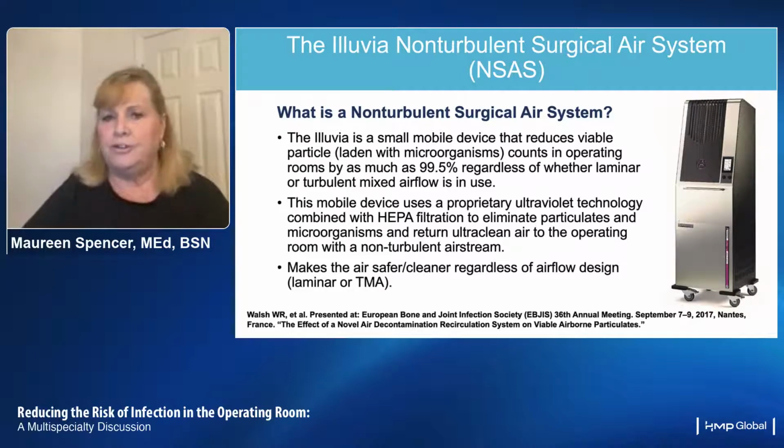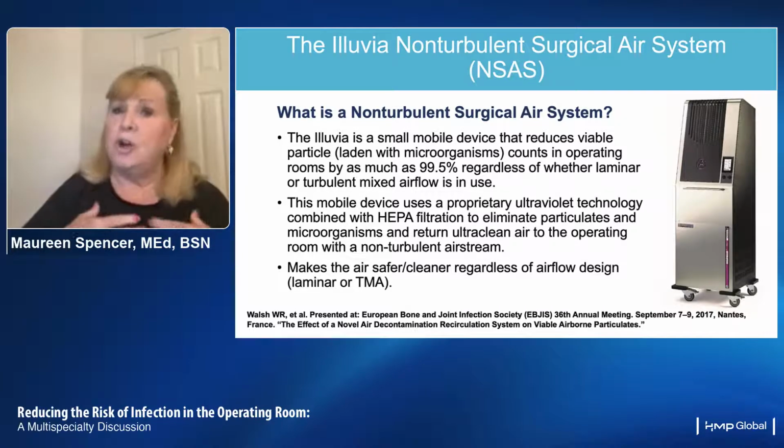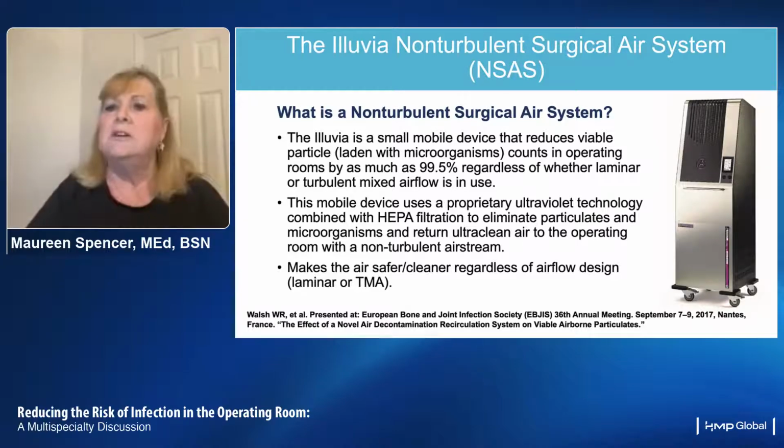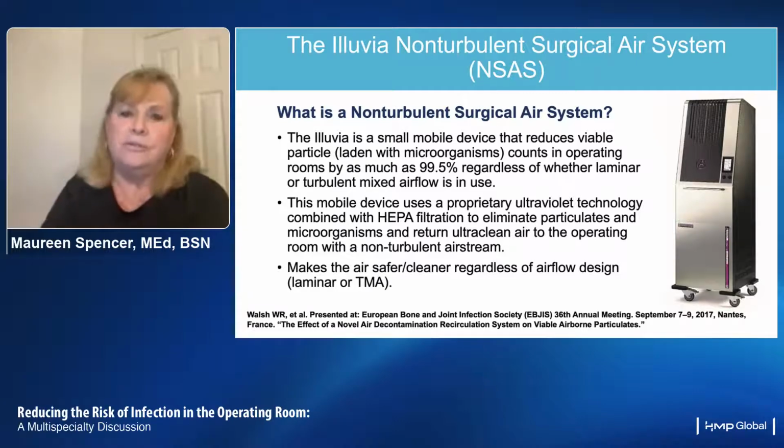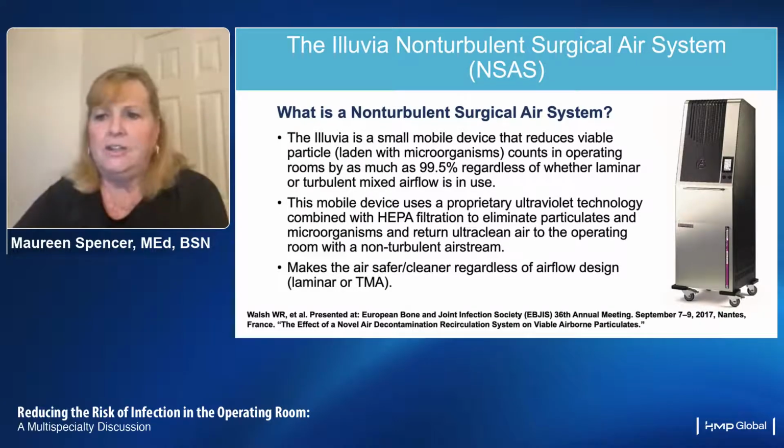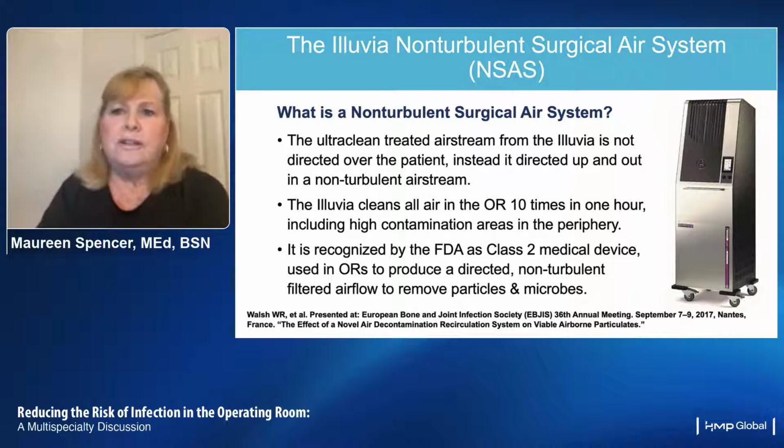So when we have the dirty donut, we call that the periphery of the field around the back tables and around where people are moving in and out who are not scrubbed in. When you put this into one corner of the room, it can create what's called a clean donut, as it continually takes the air and filters it through the HEPA filter and through UV light irradiation. The ultra clean treated airstream from the Alluvia is not directed over the patient. Instead, it's directed up and out in a non-turbulent airstream.